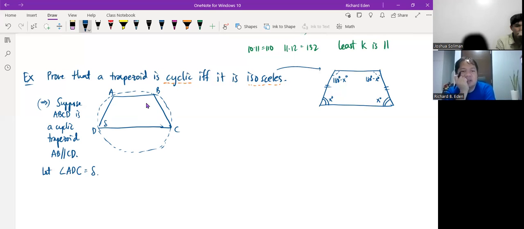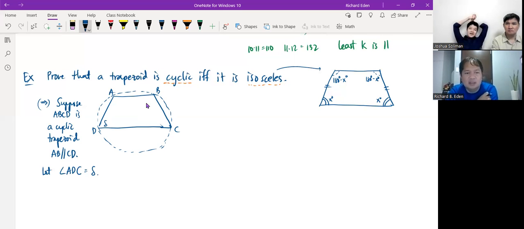Now, keep in mind, this is not just any arbitrary quadrilateral. This is a trapezoid. So we have to look into what makes this a trapezoid. Bakit ito trapezoid? What makes this a trapezoid? Parallelity. The top and bottom are parallel to each other. So AB and CD are parallel. So can you draw a conclusion out of the parallelism of AB and CD?